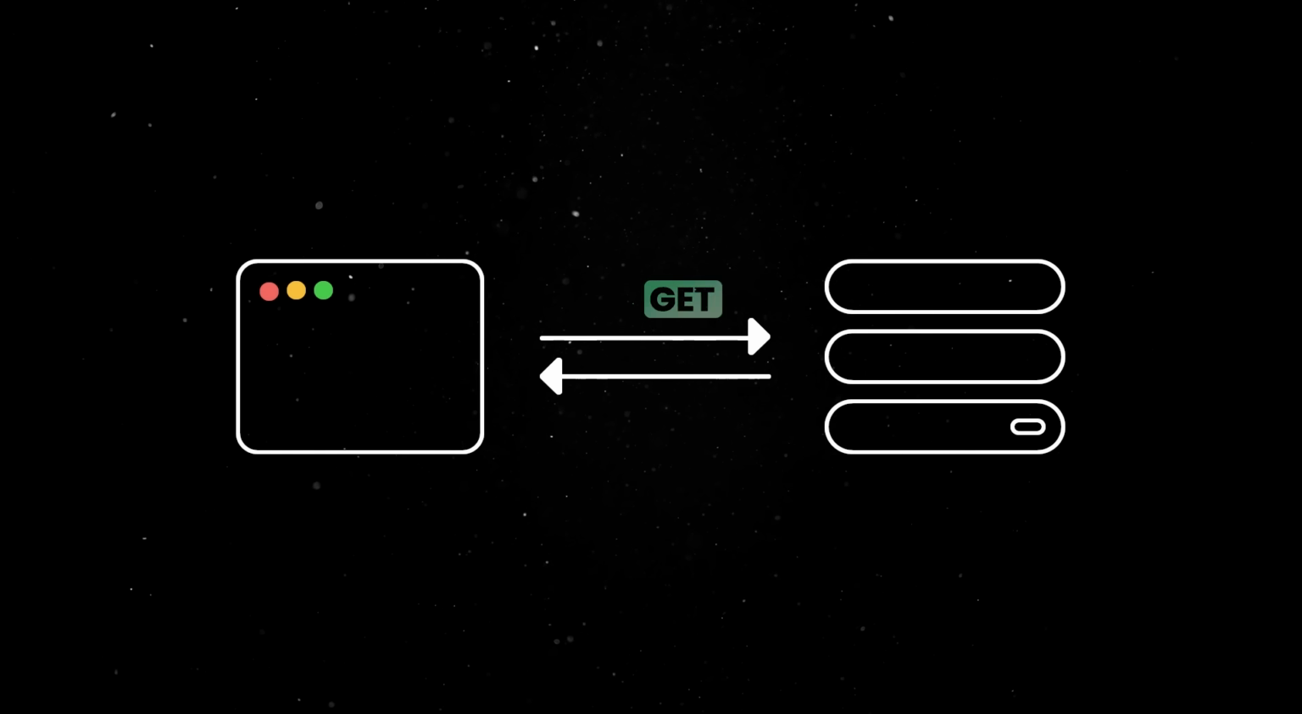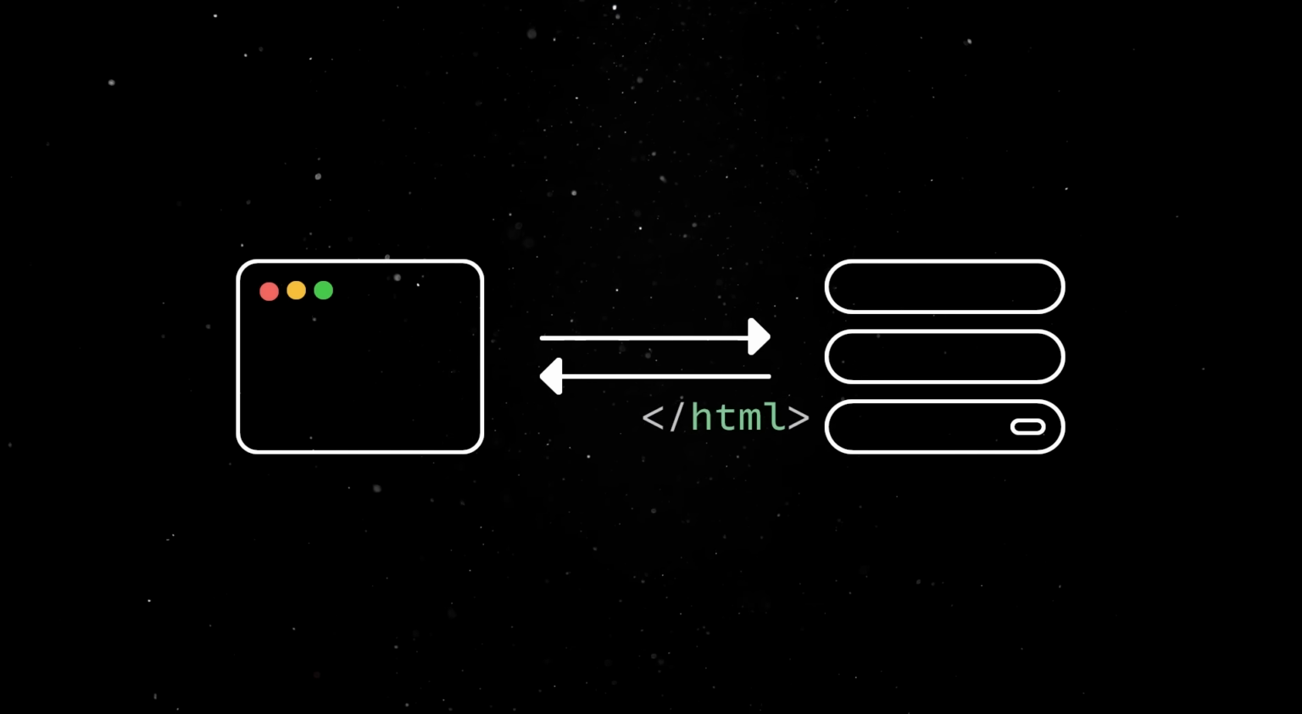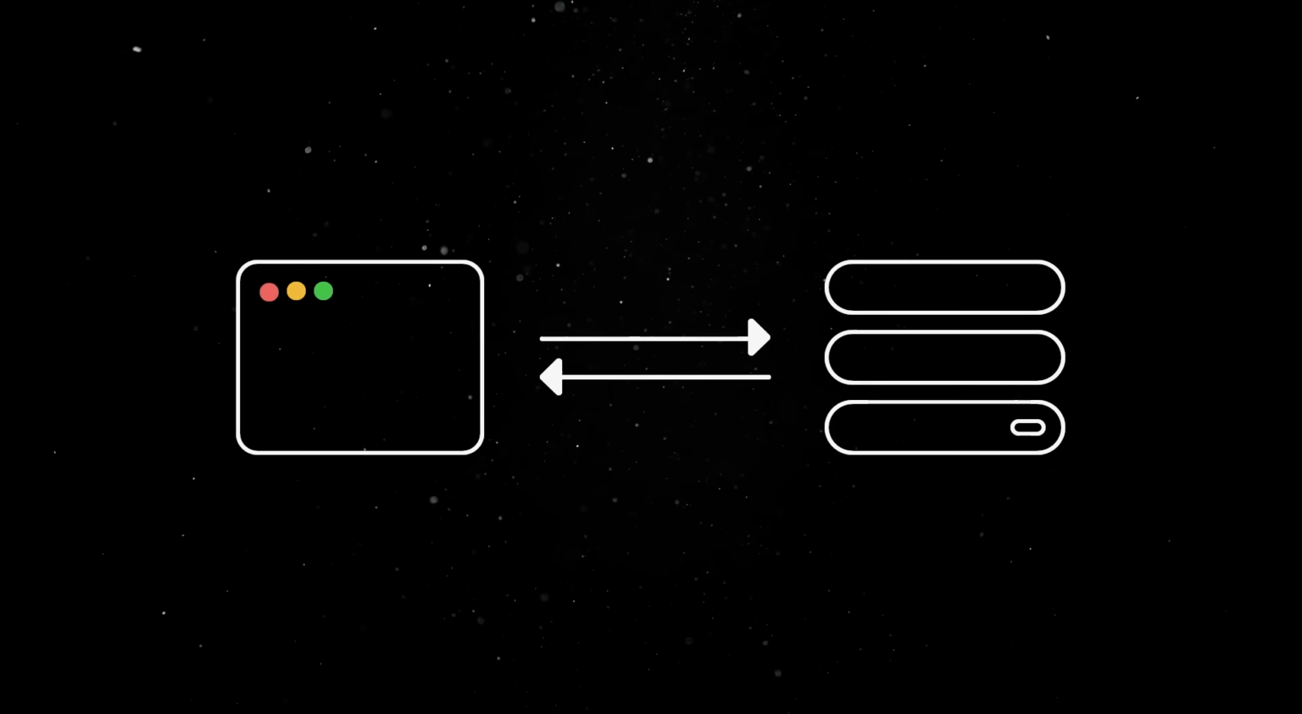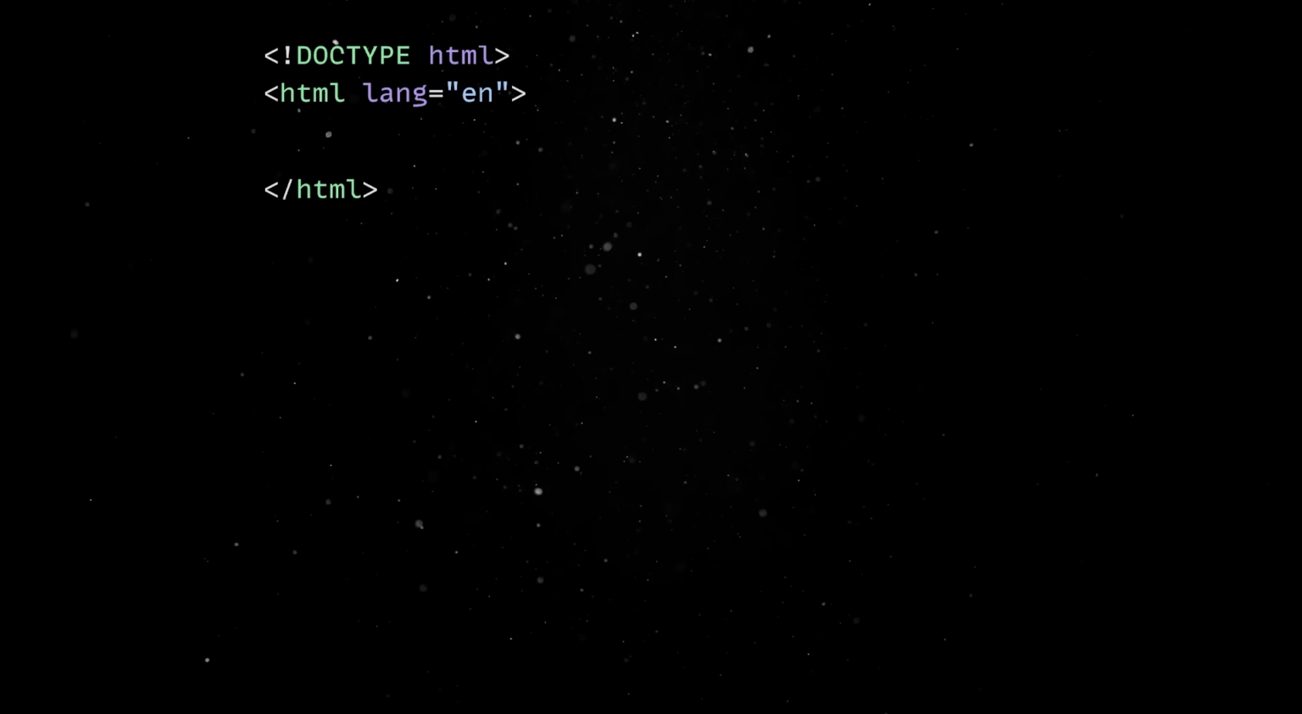Back to our client, when we first access a web page, if the resource exists on the server, we'll get an HTML as the initial response. The file starts with the doctype declaration, followed by the HTML structure, which has two main sections.